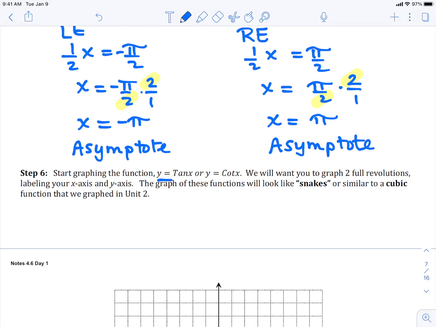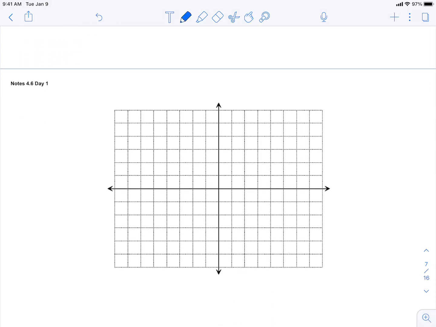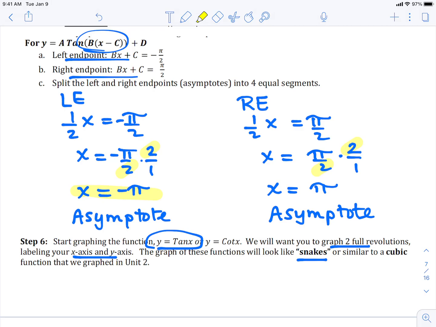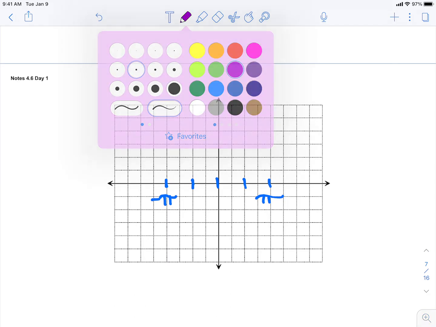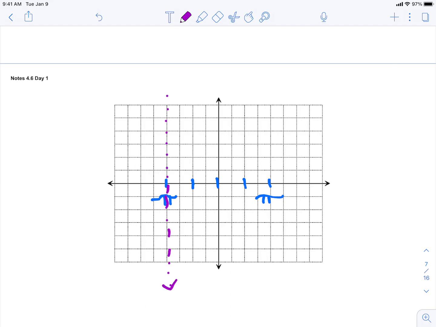Now we're going to start to graph the tangent function. We're going to have 2 full revolutions, labeling your x and y axes, and you're going to have graphs look like snakes or cubic functions from Unit 2. So I'm going to have this be negative pi. So there's my first asymptote. And then my second asymptote is going to be at pi. Then I'm going to create those vertical asymptotes down. That's where it would be undefined. Label those as equations. x equals negative pi, x equals pi. Those are your vertical asymptotes.